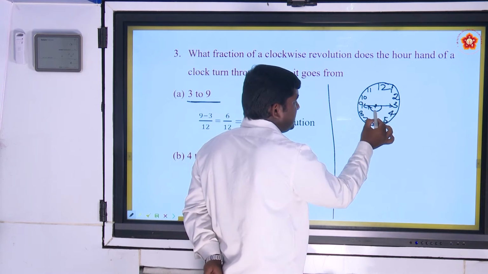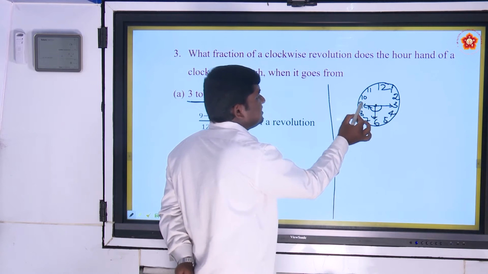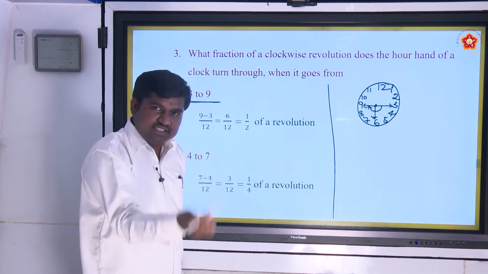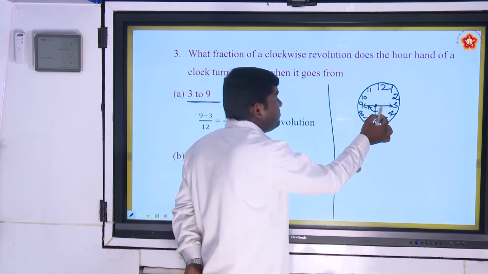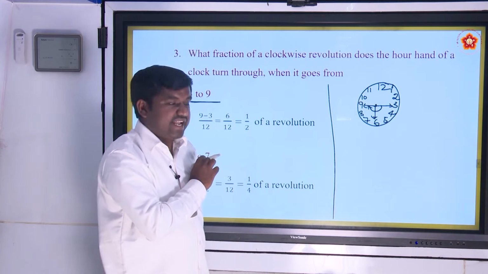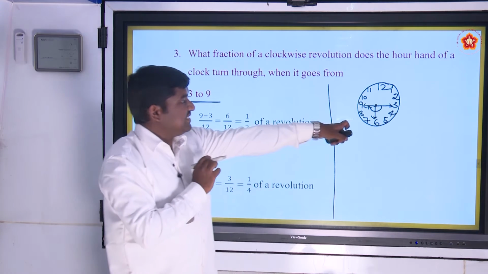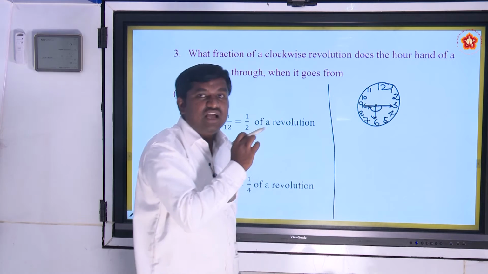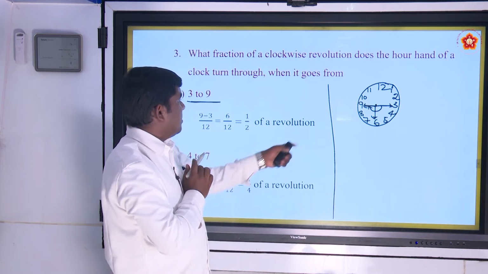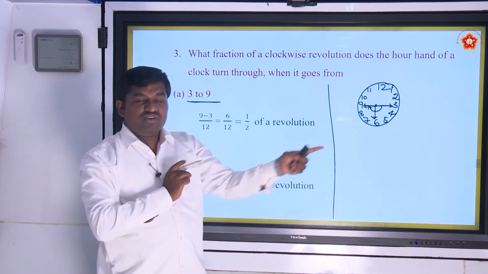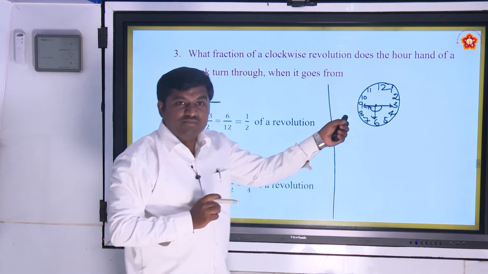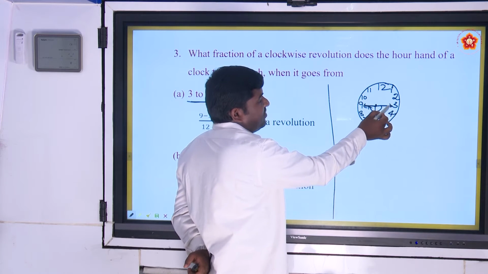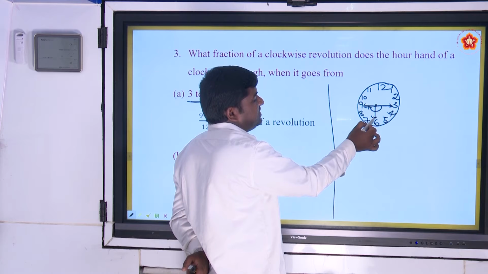So from 3 to 6, 1 right angle. 6 to 9, another right angle. 2 right angles is nothing but 1 straight angle. From 3 to 9, 1 straight angle. This is half of a revolution. Straight angle is half of a revolution. From this also we are able to calculate. Straight angle means the clock hand has to move 3 digits, from 3 to 4, 4 to 5, 5 to 6.